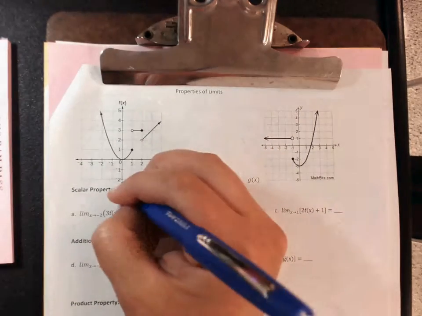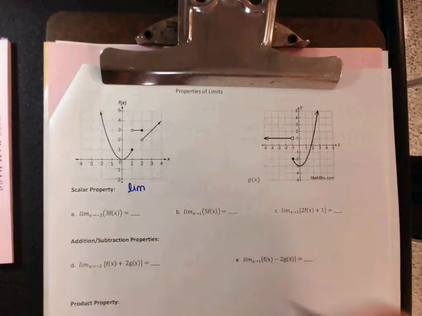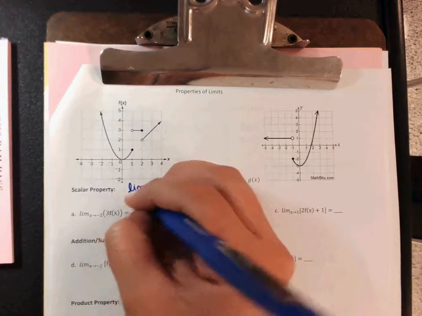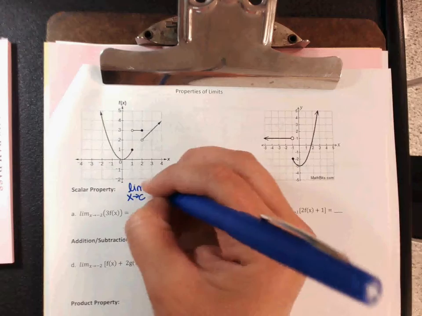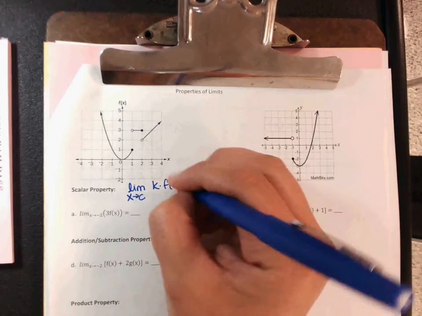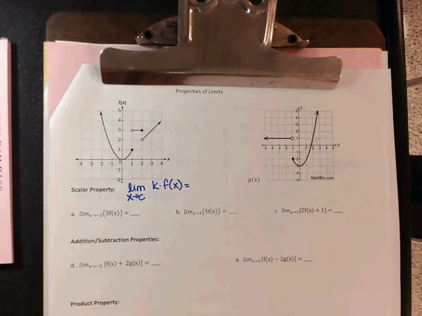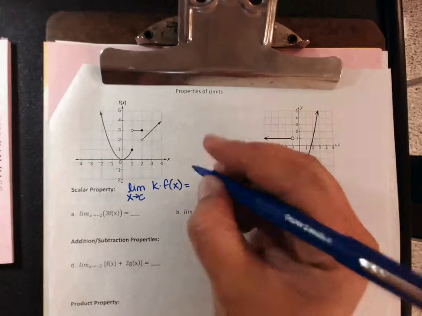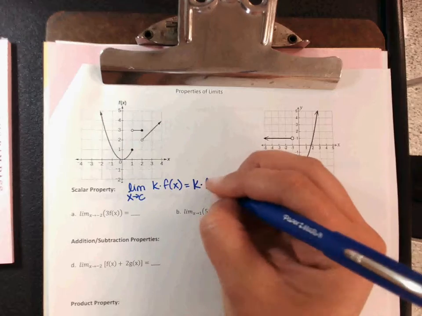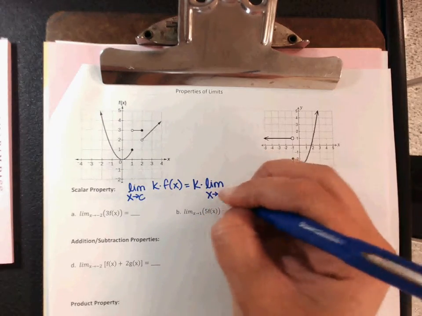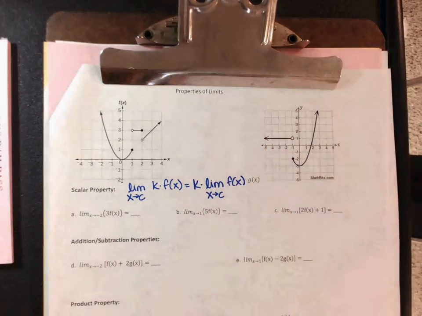Okay, here's the property. If you have the limit as x approaches c of k times f of x, you are allowed to take that constant k, that scalar, if you will, and pull it outside of the limit, find the limit, and then just multiply at the end. So I would have k times the limit as x approaches c of f of x.